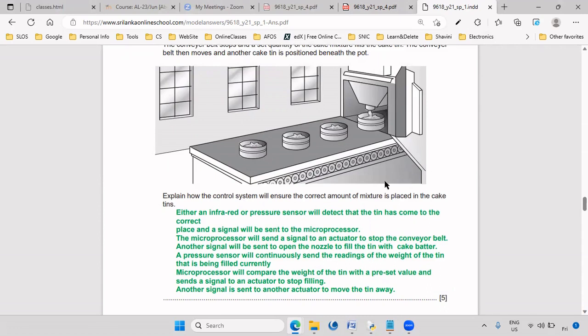It will detect. And a signal will be sent to the microprocessor that it has come to the correct position. The microprocessor will send a signal to an actuator to stop the conveyor belt. So this has to be stopped. The sensors can't do anything. Sensors just send signals to the microprocessor, and the microprocessor sends a signal to stop this conveyor belt.